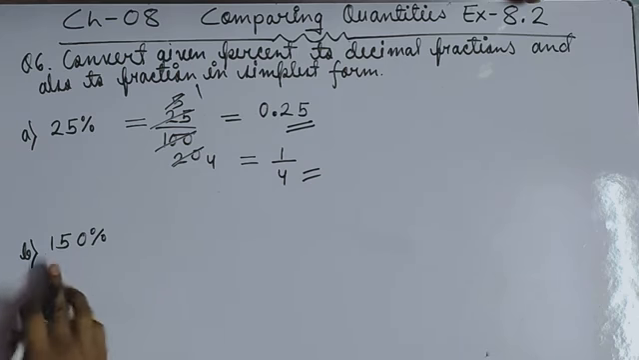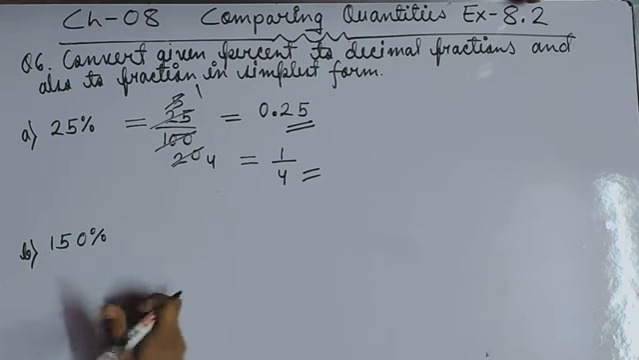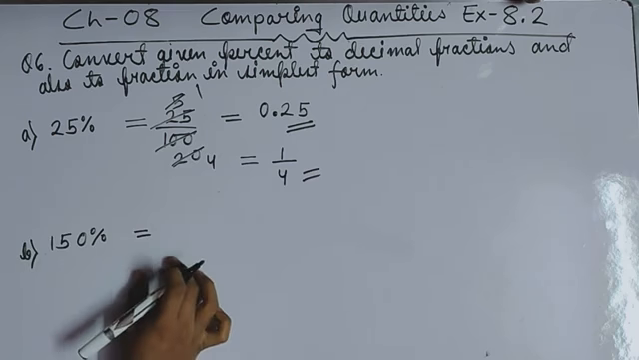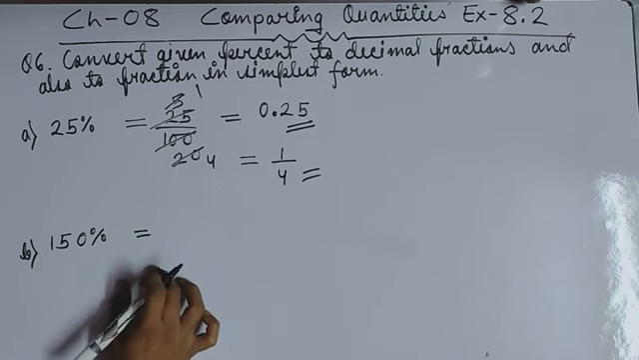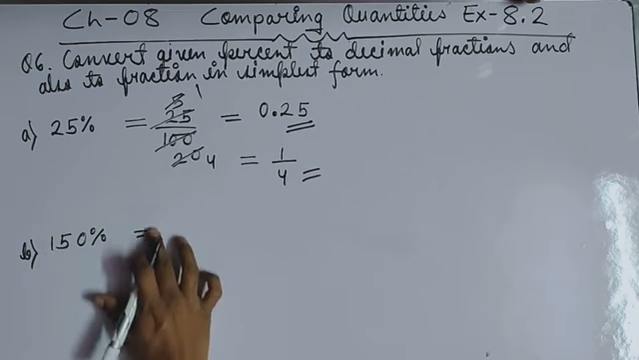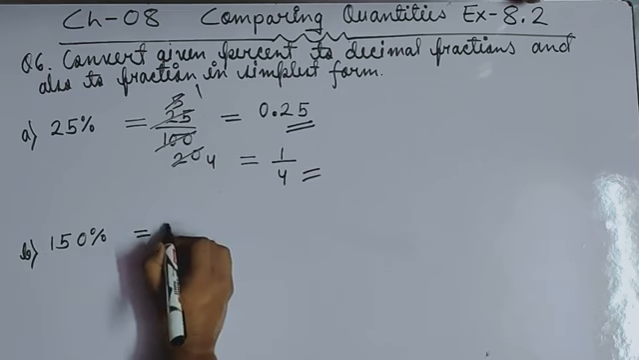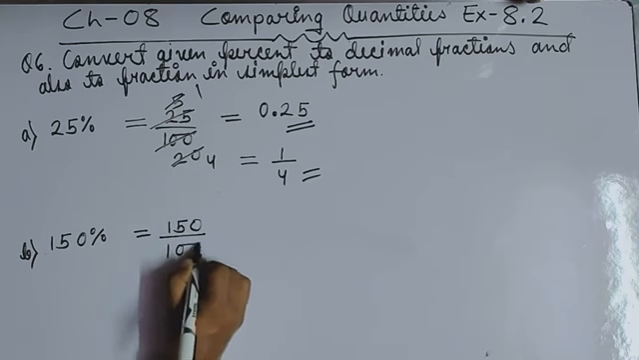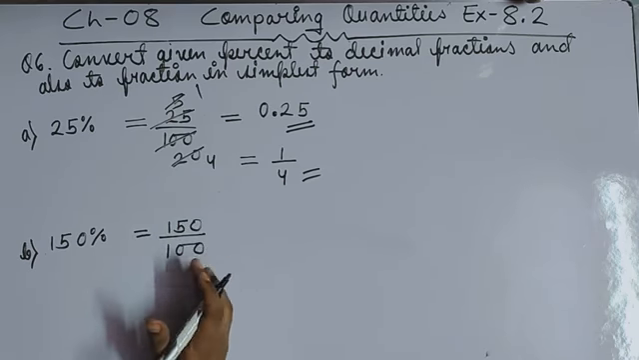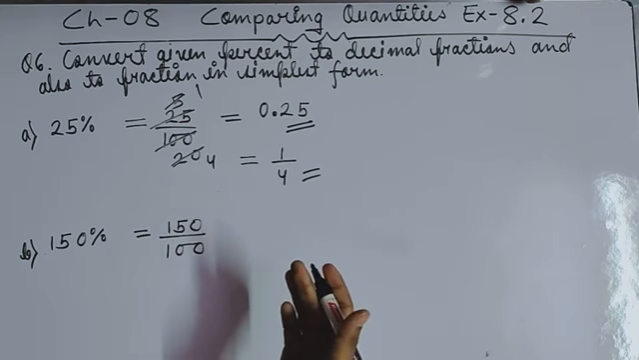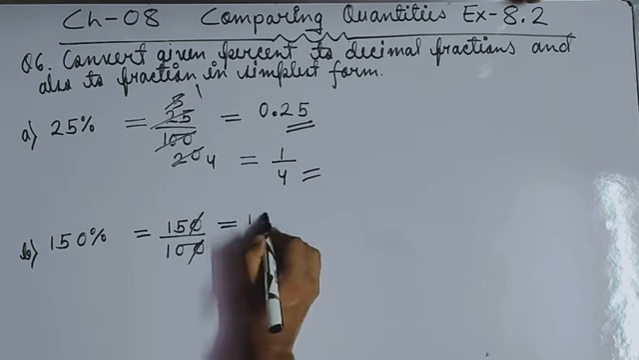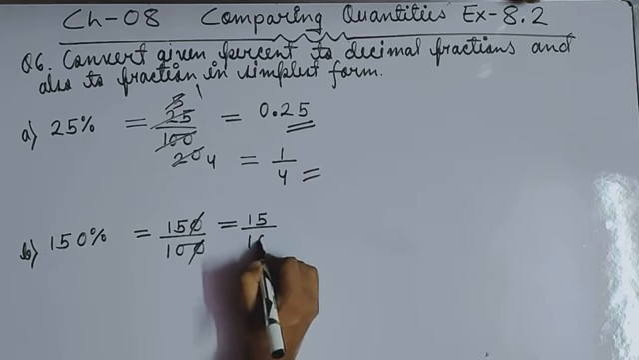Now we will move to the B part. In this B part 150% is given to you. We have to first convert this percentage into fraction, then to decimal fraction, then again that fraction to simplest form. So this is 150%, so this means 150 out of 100. Now we will convert into decimal form. तो 0 से 0 कैंसिल हो गया. This becomes 15/10. ये निकल कर आ गया आपका 15/10.